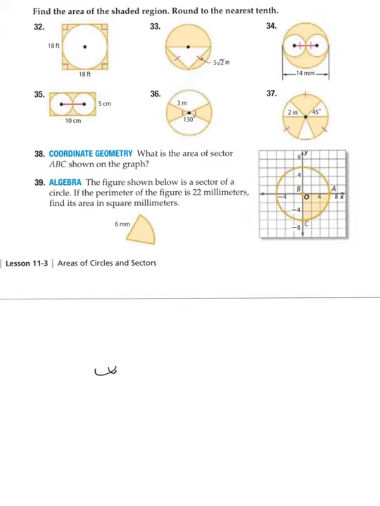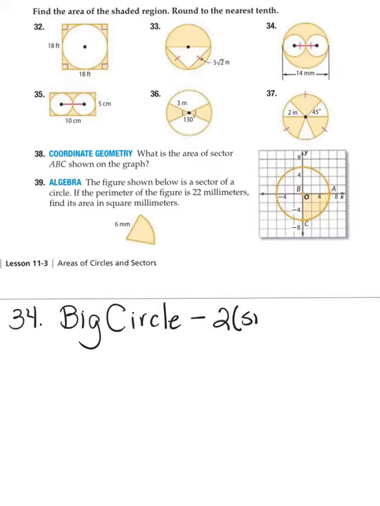Okay. All right, let's look at 34. And think through a reasonable way to solve this. I have a big circle, and I have taken out of that 2 congruent small circles, 2 times a small circle. And that gives me my shaded region.